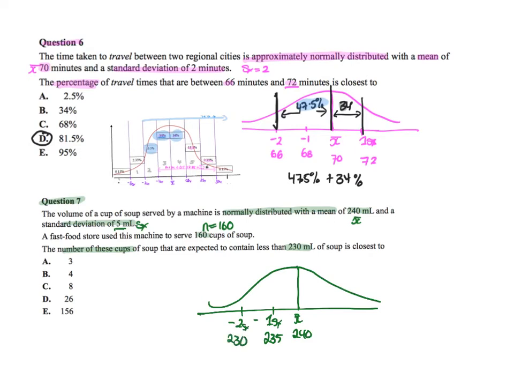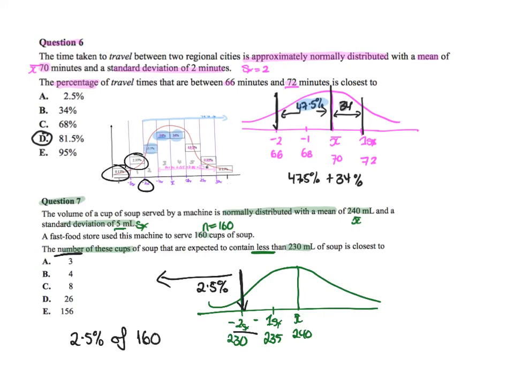Now they want the numbers that are less than 230. So I'm here now, and less than would be there. So when you have 2 standard deviations less, I'm actually doing those tails. So I've got 2.5% is less, but they want the number. So I've got to go 2.5% of 160, which would equal, what would that equal, guys? Okay, so that ended up being 4.